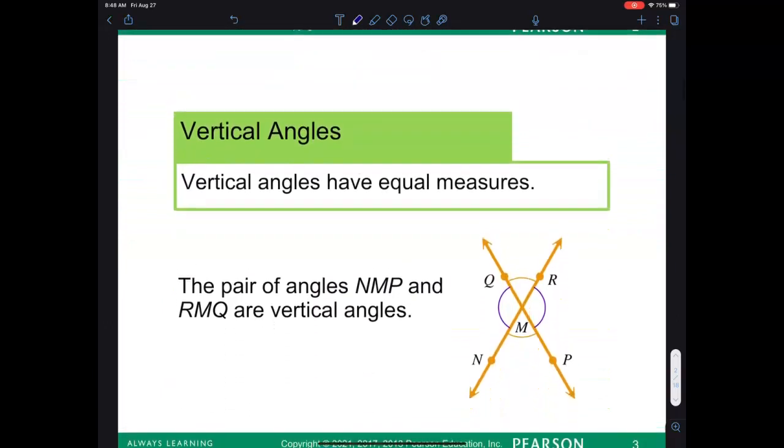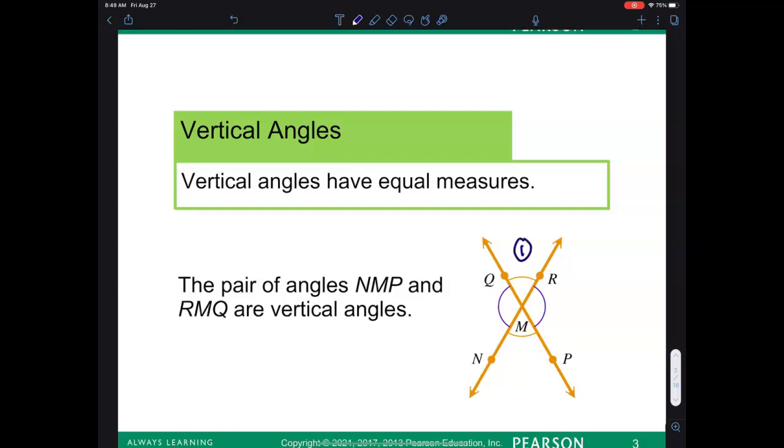So let's take a look at the angles that are formed when two lines cross. You can see that there's purple angles drawn in here with purple arcs and then these little orange colored arcs. So I'm going to label these 1, 2, 3, and 4, these 4 angles that are made.